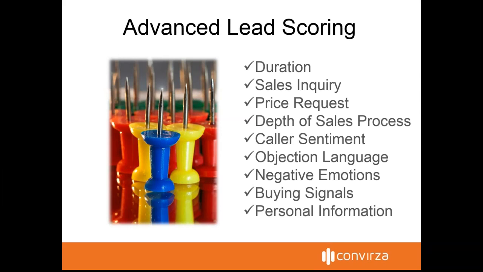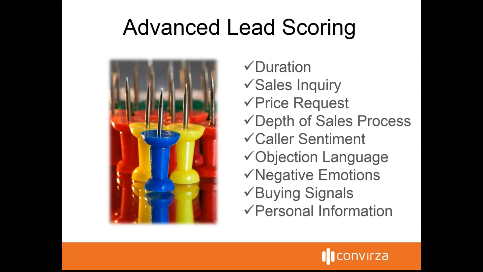Anybody who's been in sales or been on sales phone calls knows what those objections sound like, right? There's excuses being made about why the purchase can't be made, and our system tracks that language. Additionally, is there negative emotion from the caller? So was the caller at any point upset? Did they seem angry? Were they frustrated? Or were they even sad or down about the process? Our system can determine this, and that's a factor in lead scoring.